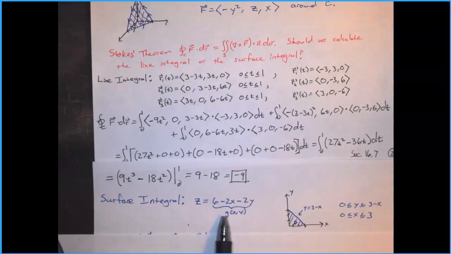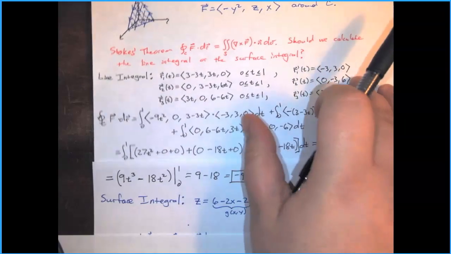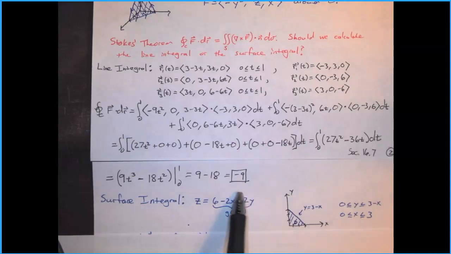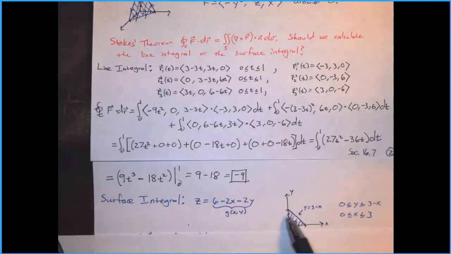And I can just let this be some g of x, y and let x and y be my parameters. So I'm just going to integrate over a region in the xy plane. If I project this plane into the xy plane, this is my region of integration. And this line is just y equals 3 minus x. So then in y, if I set up bounds, I'm going from 0 to 3 minus x, and in x, I'm going from 0 to 3.